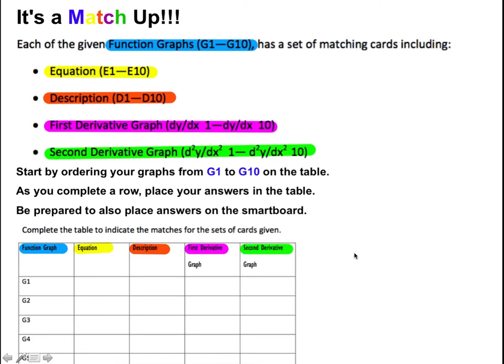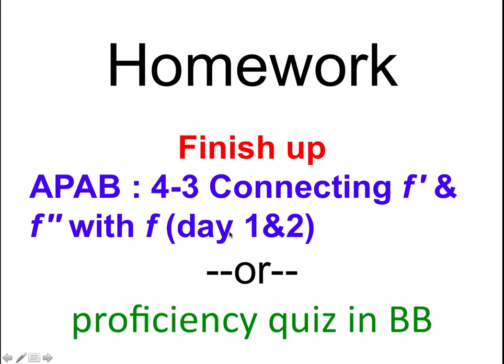Now, if you were with me in day 3, we have a matching game to play, and each table is going to get a bunch of cards, and they're going to match an equation with a verbal description or a written description, and then a graph of the first derivative and second derivative, and a graph of the function. So this matching activity took place in class, and after that matching activity, we can go ahead and finish up both days of the homework, or take the proficiency quiz in Blackboard, your choice. But we should be able to wrap up section 4.3 at this time.